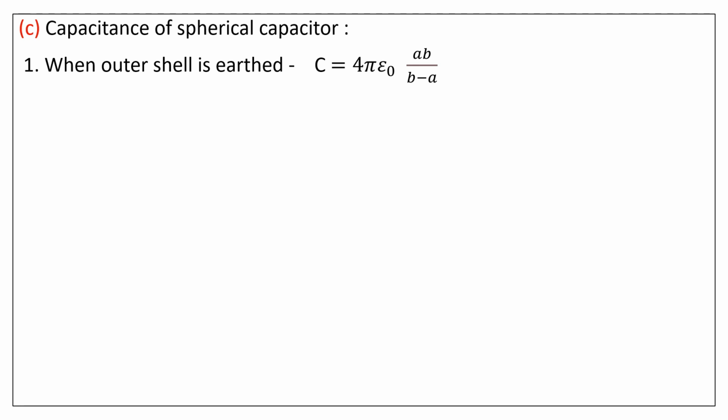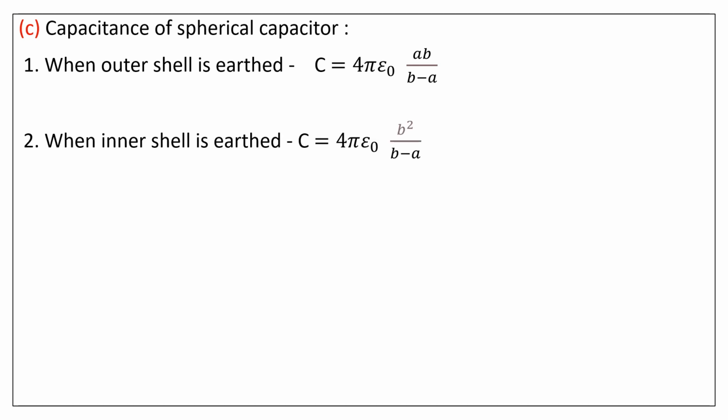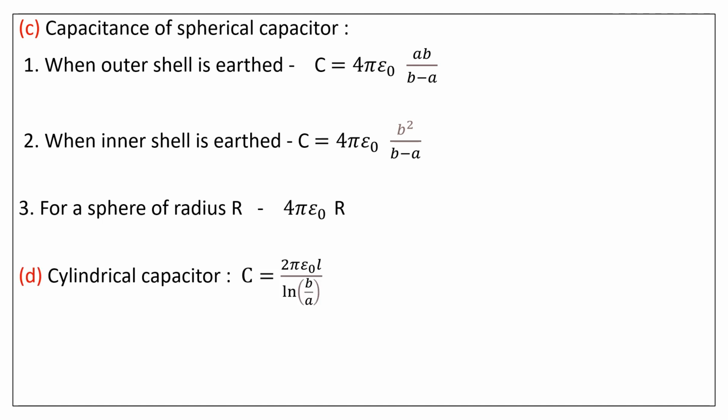C is equal to 4 pi epsilon naught into AB by B minus A. 2. When inner shell is earthed. C is equal to 4 pi epsilon naught into B square by B minus A. 3. For a sphere of radius r, C is equal to 4 pi epsilon naught r. D. Cylindrical capacitor. C is equal to 2 pi epsilon naught L by ln of B by A.